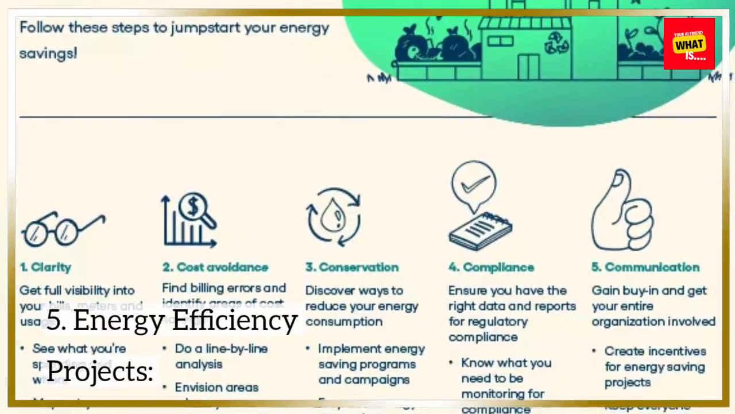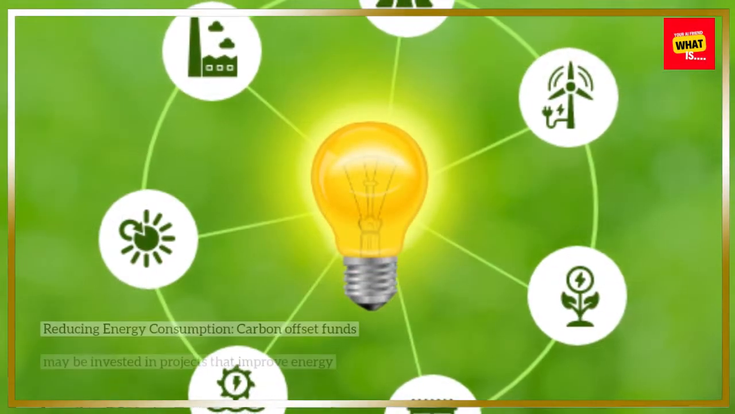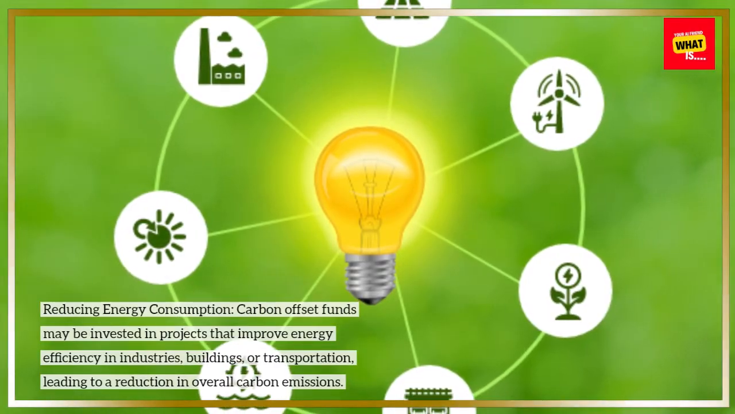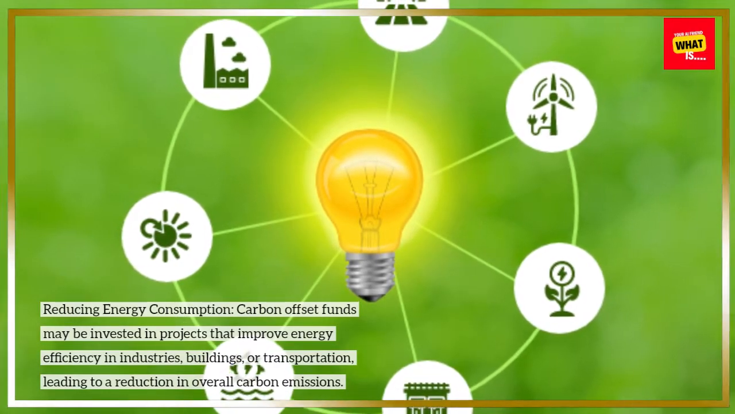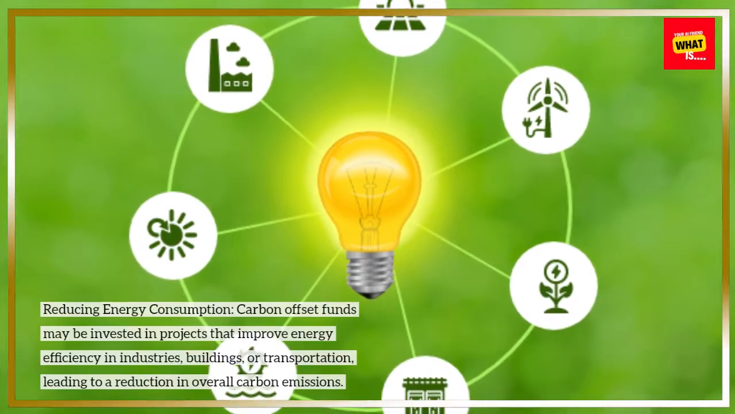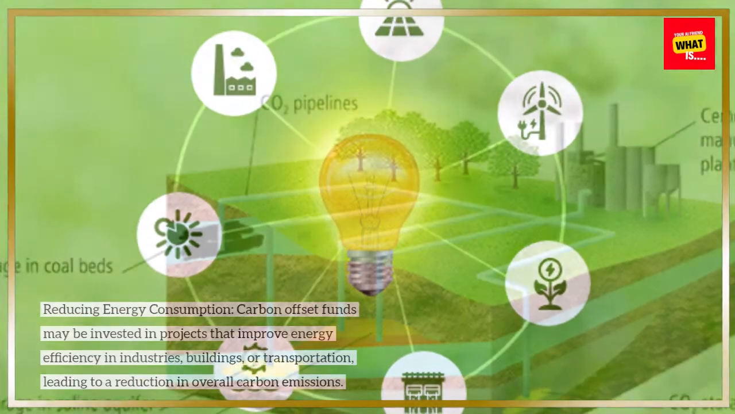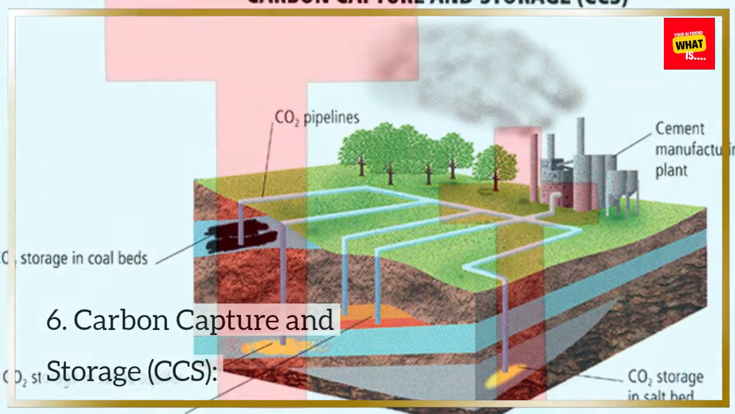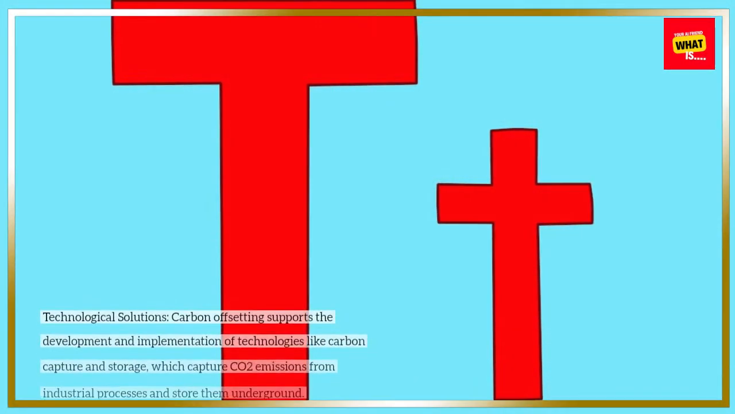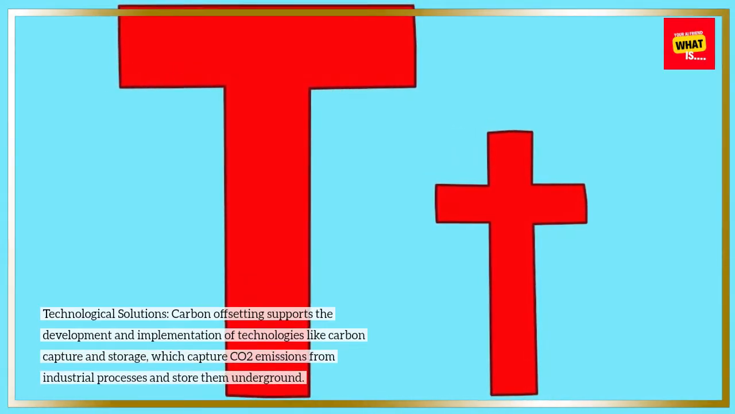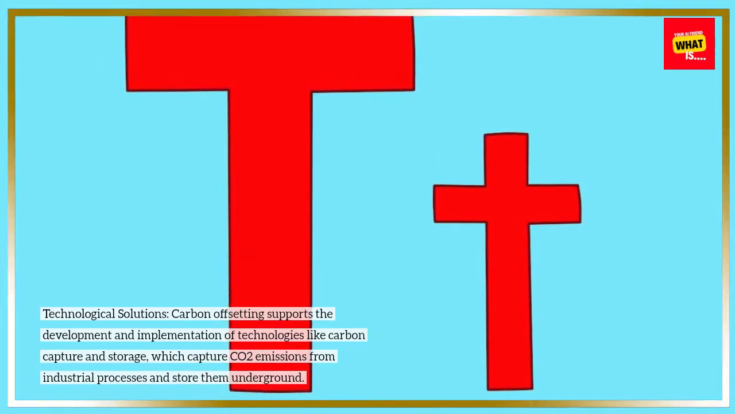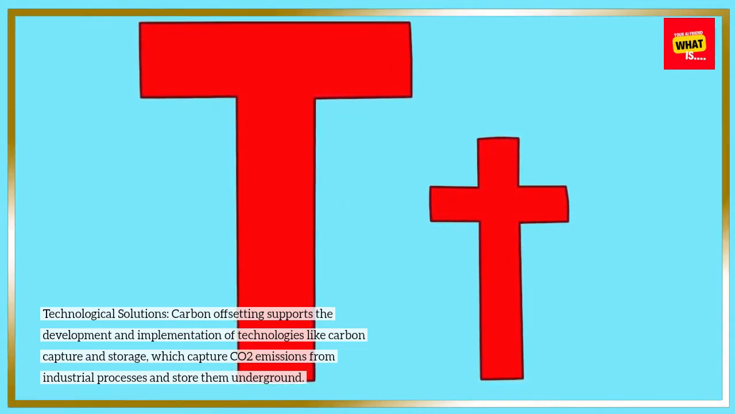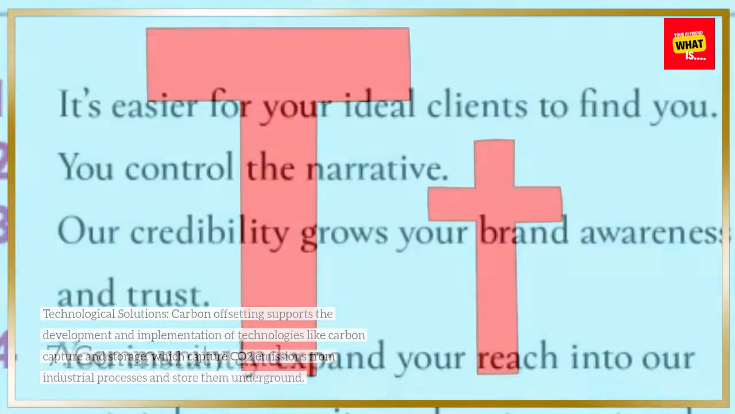5. Energy efficiency projects. Reducing energy consumption. Carbon offset funds may be invested in projects that improve energy efficiency in industries, buildings, or transportation, leading to a reduction in overall carbon emissions. 6. Carbon capture and storage, CCS. Technological solutions. Carbon offsetting supports the development and implementation of technologies like carbon capture and storage, which capture CO2 emissions from industrial processes and store them underground.